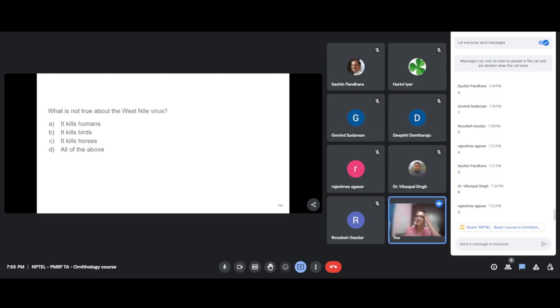So if a mosquito bites an infected horse or a human, it is not able to get infected to carry the virus to another host. But if a mosquito bites an infected bird and sucks the blood out of it, it is able to take the virus out of it and infect another individual. So that is what it means by a dead end host and an amplifier host.